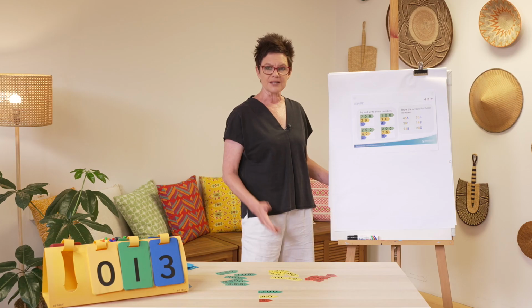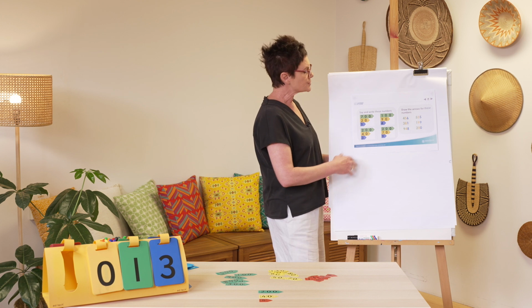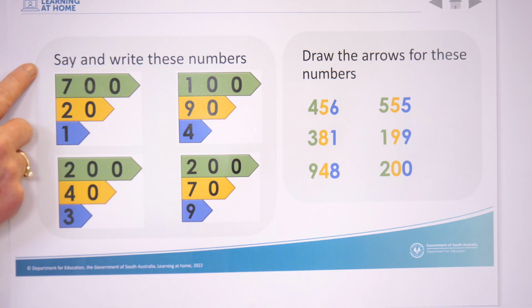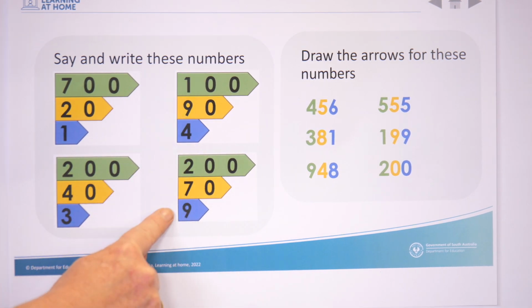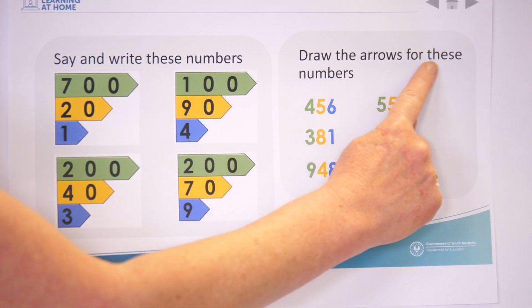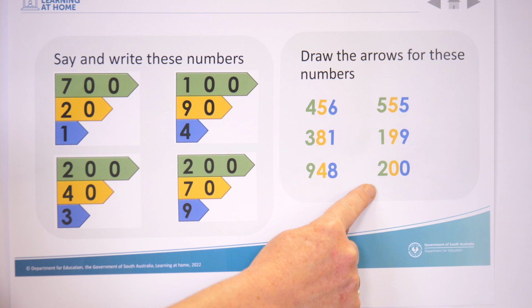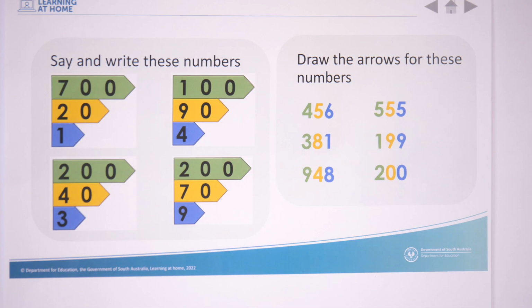Okay, so here is our lesson activity for today. I would like you in your learning book to go through these activities one by one. Let's have a look at the first section. Say and write these numbers. Just like my arrow cards on the desk. What do these make? What do these numbers put together make? And the next part is I'd like you to draw the arrows for these numbers. It's partitioning. So 456 looks like what with our arrow cards? How do we partition those numbers into our hundreds, tens and ones? Press pause and do your best work.